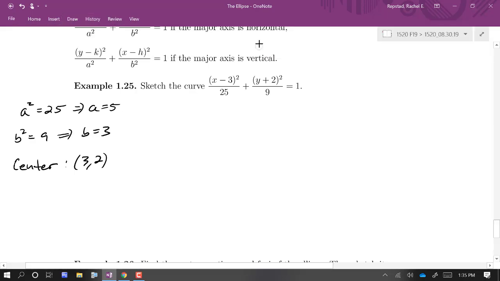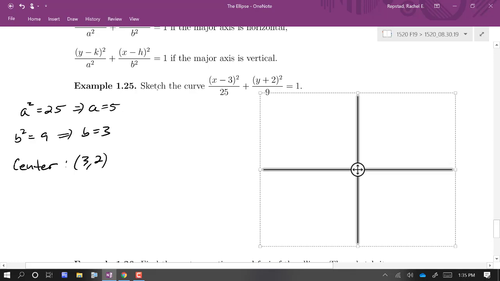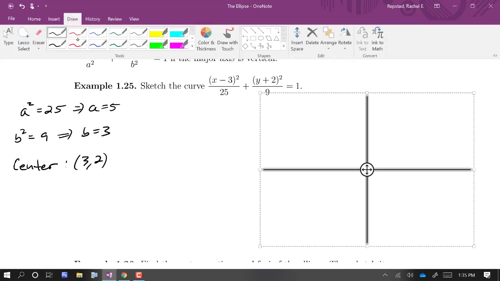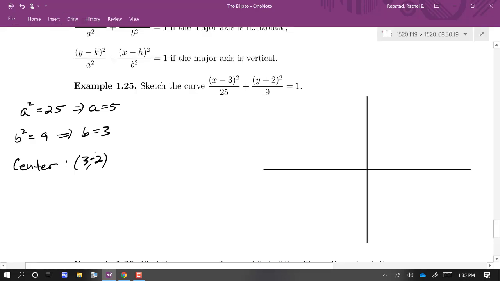So let's start sketching. I'm just going to plot the center. Oh, it's 3, -2. Somebody said that, and I just omitted the sign. Sorry, keep going. I think I interrupted you. I think you were talking about how we would get the vertices, or the ends of the minor axis, or maybe you weren't.